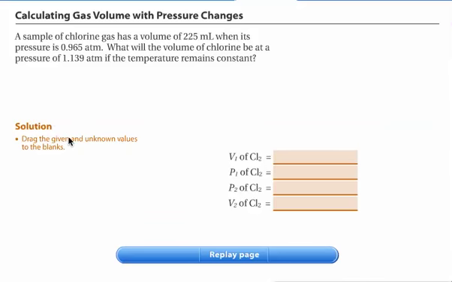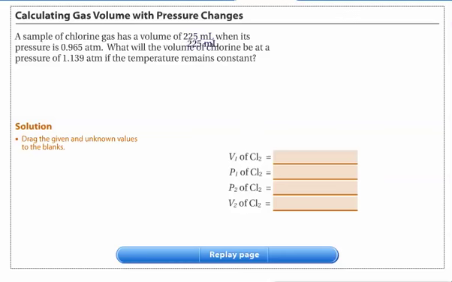The very first thing we're going to do is drag the givens. So we know the initial volume, so we're going to call that V1 of chlorine, and the initial volume was 225 milliliters, so we're going to go ahead and drag that. And it says when its pressure is at 0.965 atmospheres. Since the pressure and volume are related, it's going to be very important that you pair them up appropriately. So the volume is 225 milliliters and the pressure is 0.965 atmospheres. Those both are going to have the subscript of 1 to indicate that they're at that same time.